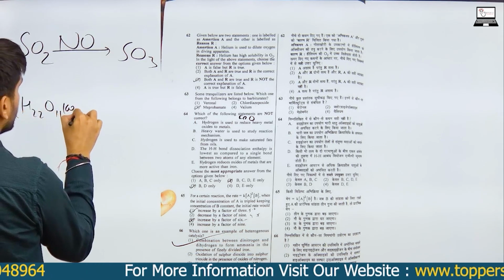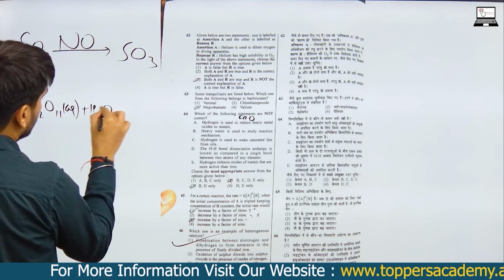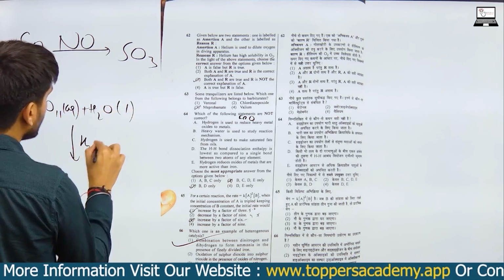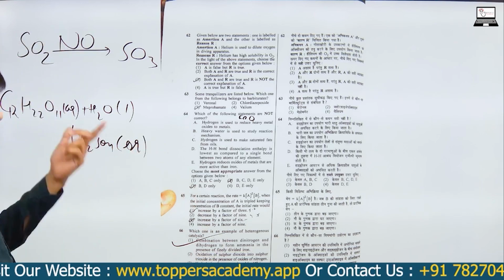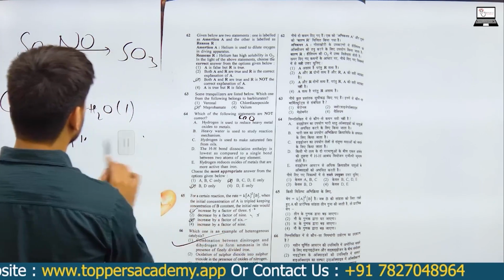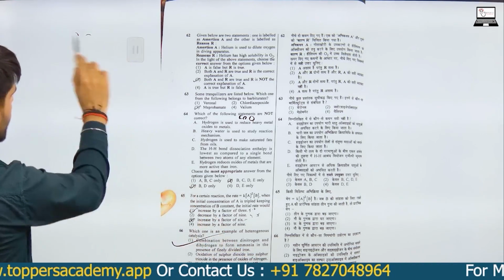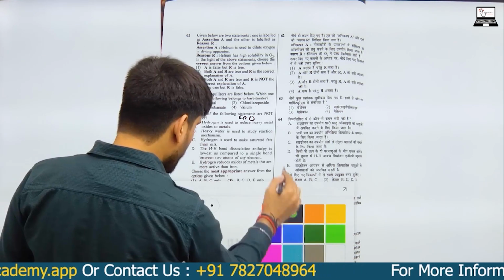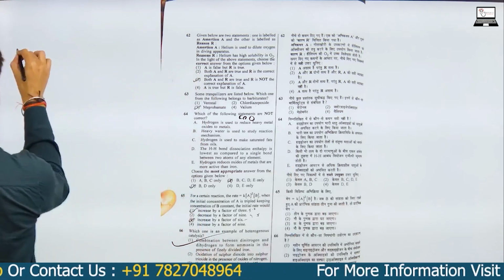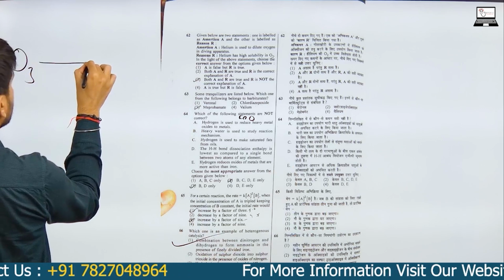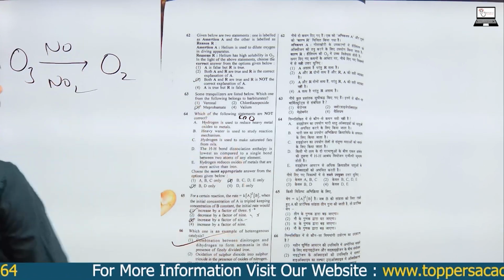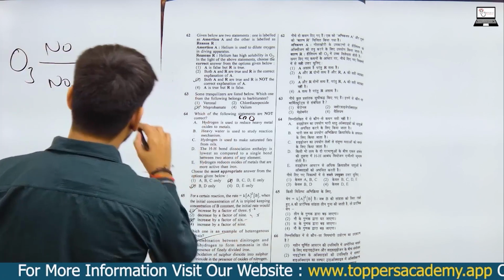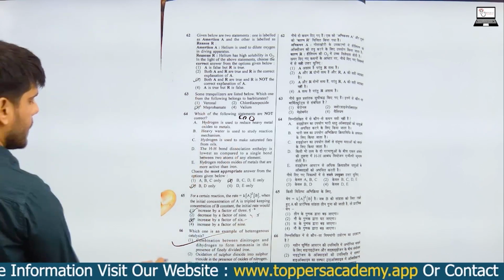C12H22O11 is aqueous. Hydrolysis means water, which is also liquid, and then H2SO4 acid, which is also aqueous or liquid. Yes, this is also an example of homogeneous catalysis. And the last one, decomposition of ozone. We know that O3 gets converted to O2 in the presence of NO and NO2. These are all gases, so this is also an example of homogeneous catalysis.